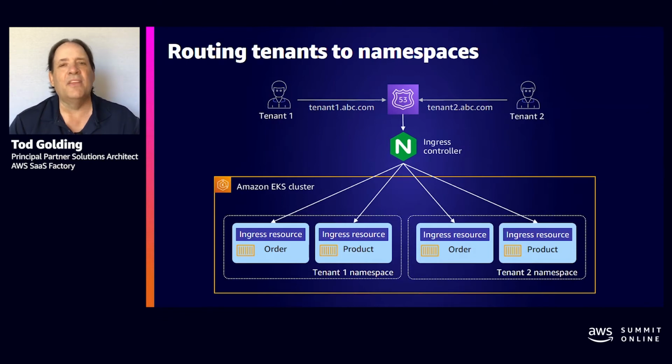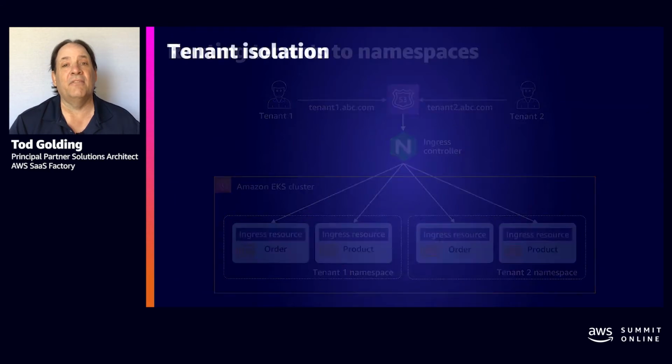And to me, no matter which sort of approach you take when you're building an EKS-based solution here in SaaS, this is an area you're going to have to focus and spend a lot of time on. What is the right routing strategy for your tenant environment?